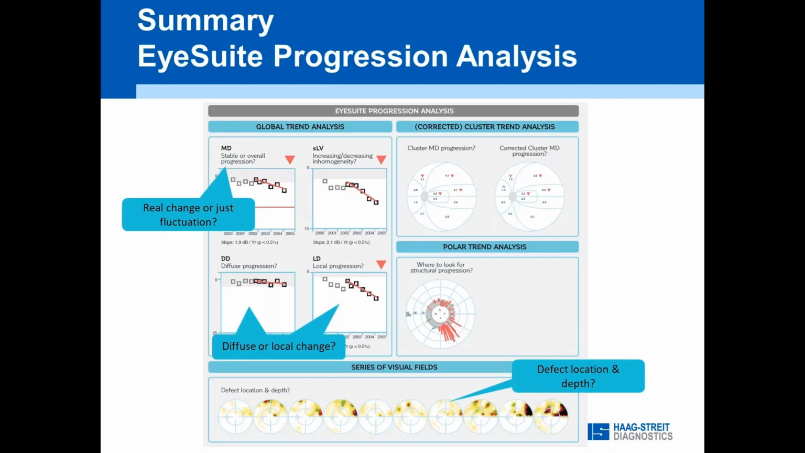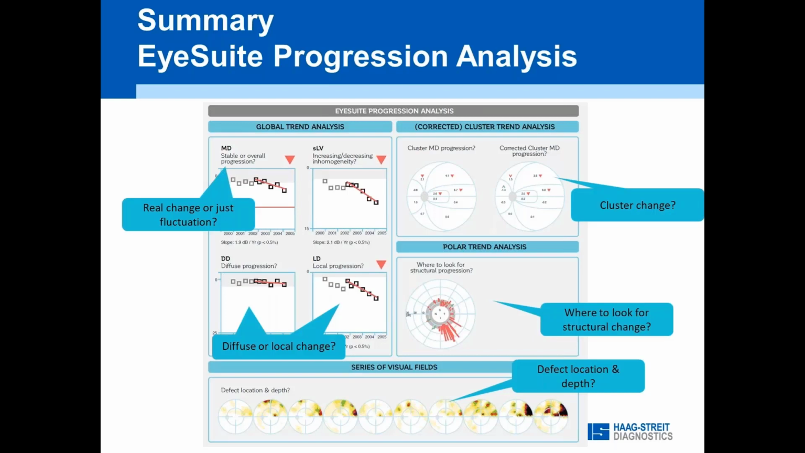For example, if you have patients with overlapping visual field defects, a cataract glaucoma patient, or when you have a lot of fluctuation, which is often diffuse, then you get an answer on where the change happens with the cluster trend analysis. There's also corrected cluster trend analysis that, like the corrected comparison or corrected probabilities, eliminates the effect of diffuse loss. And the polar trend analysis tells you where to look for structural change.